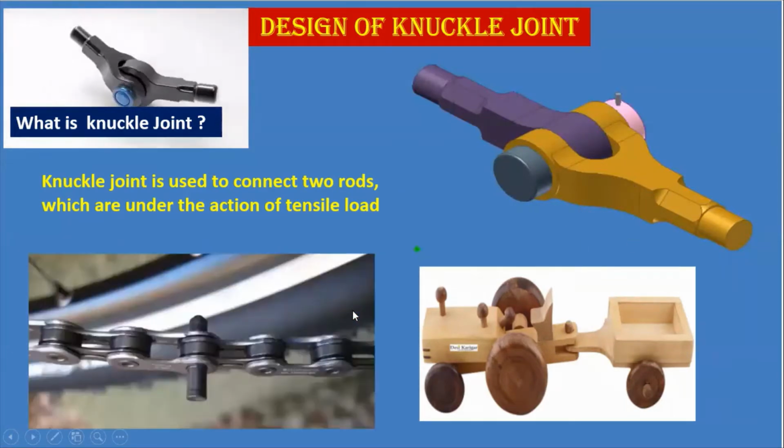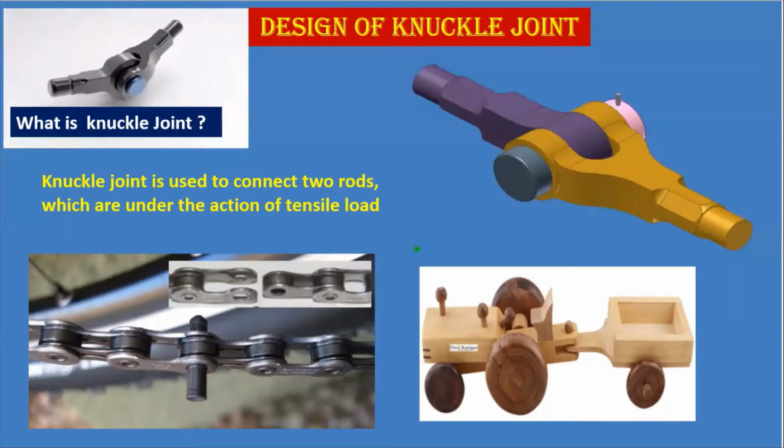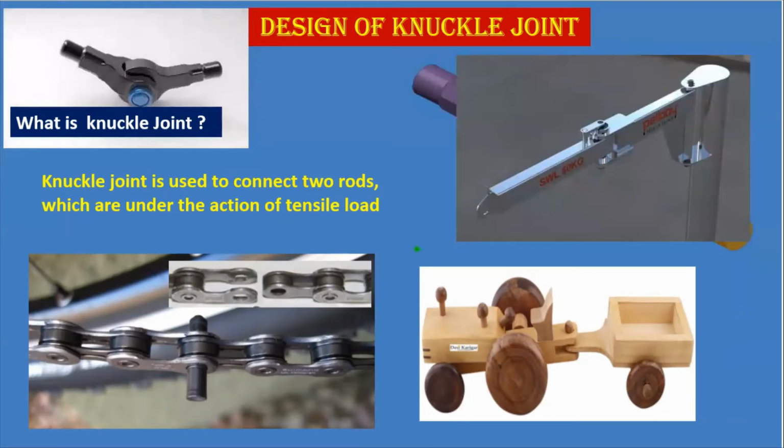One more application, as you can see here, is the bicycle chain, where it connects the two links. Here you can observe that this is the pin and both the rods have been connected. Another application is the jeep crane, used in material handling, especially in industries. Here also the two rods are connected with the help of a knuckle joint.